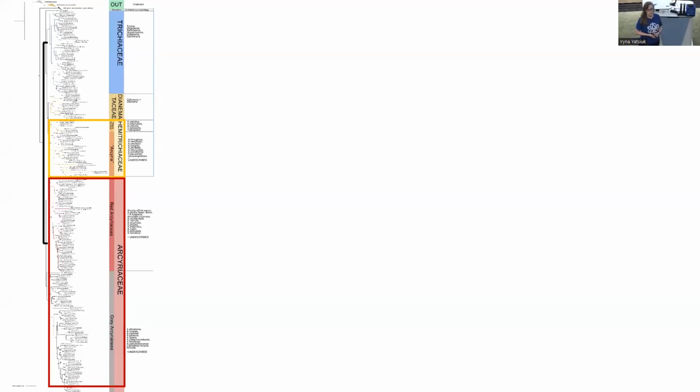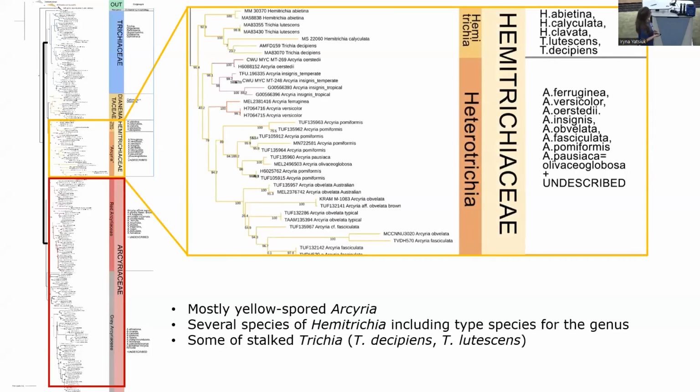We confirmed the phylogeny done by Ivan Garcia Cunchillos, and we also got two main branches in Arcyria. One branch includes all the yellow species of Arcyria, Arcyria versicolor, fasciculata, pomiformis, and some of the red-spored species too, like Arcyria insignis and oerstedii. And the sister branch to this is Hemitrichia, which includes the type species of the genus, Hemitrichia clavata.